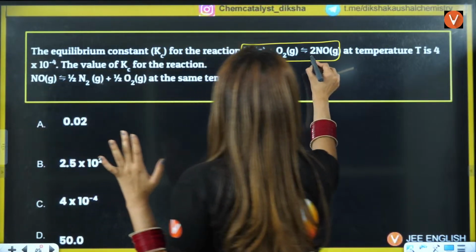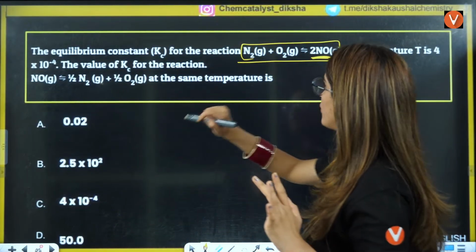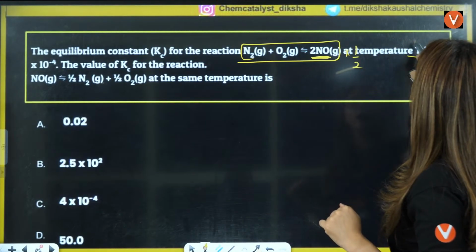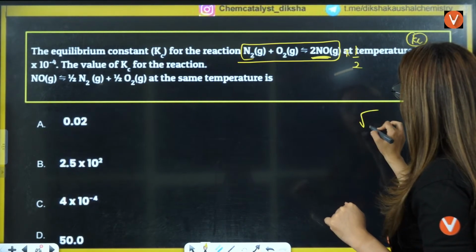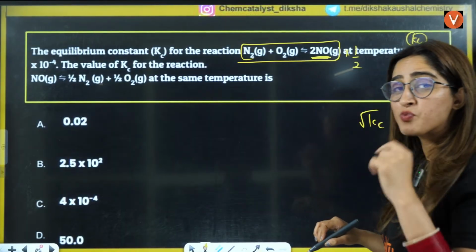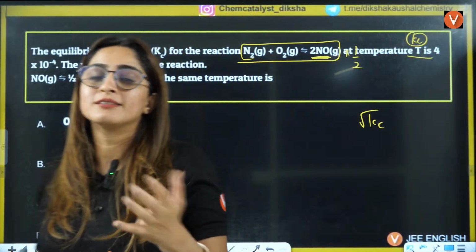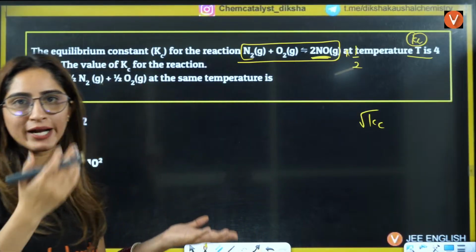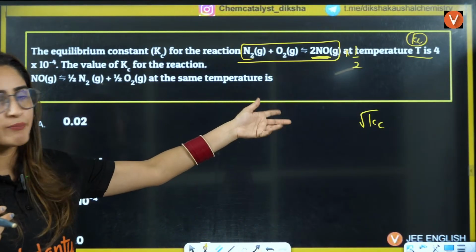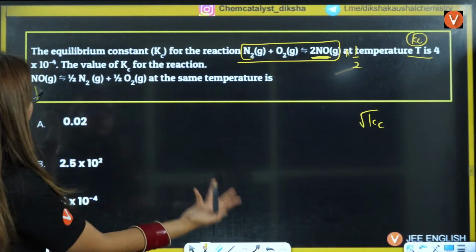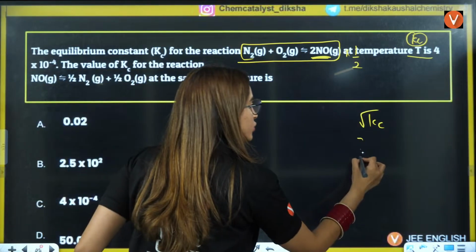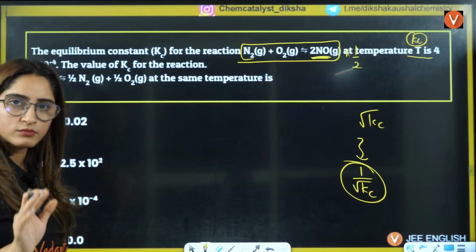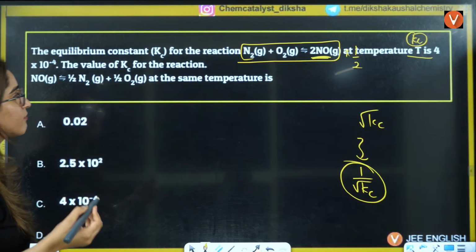Firstly, we can see here you have 2 NO, here you have NO. So that means this will be multiplied by half. That means if here you have Kc, then this will be under root of Kc, right? Because we are multiplying it with 1 by 2, so that will be in the power as 1 by 2, that is under root Kc. Now we are reversing it, so it is going to convert into 1 by under root of Kc. Right?